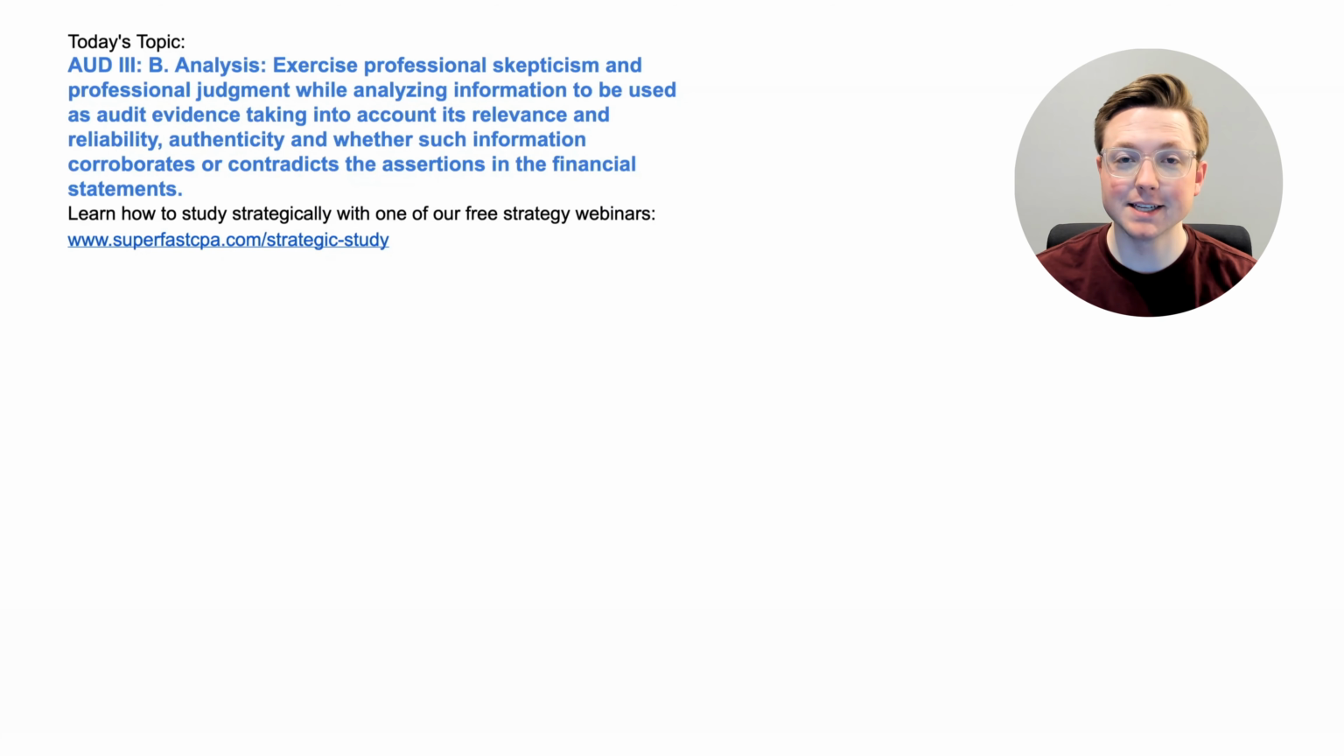I'm Logan, and in today's video, we're going to be going over Audit Area 3. This is Section B. This is an analysis topic. Exercise professional skepticism and professional judgment while analyzing information to be used as audit evidence, taking into account its relevance and reliability, authenticity, and whether such information corroborates or contradicts the assertions in the financial statements.